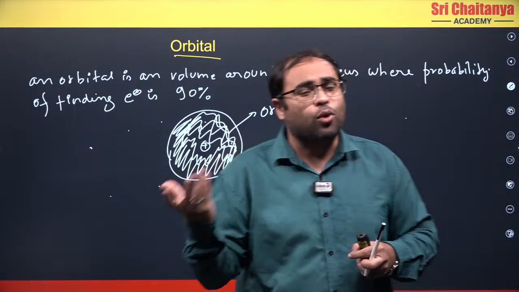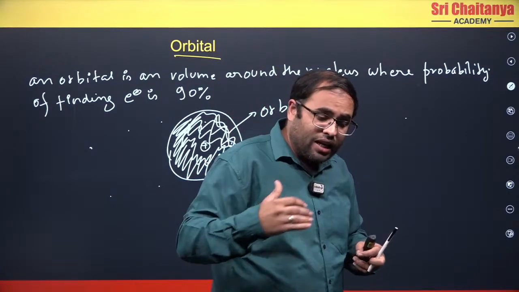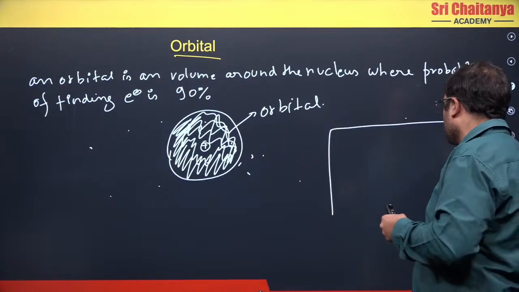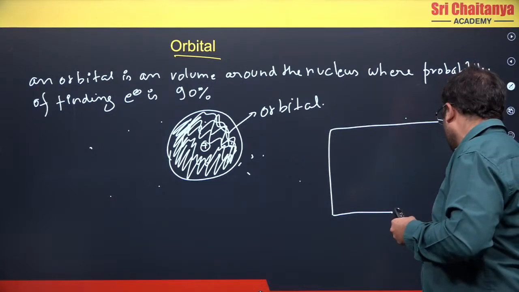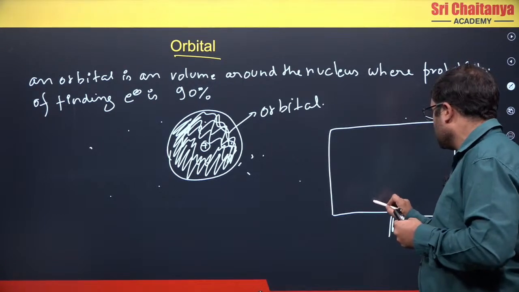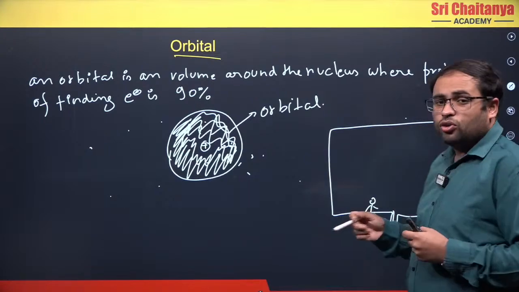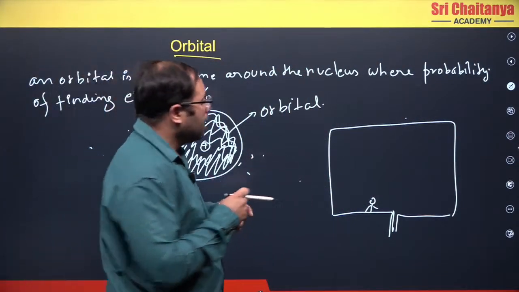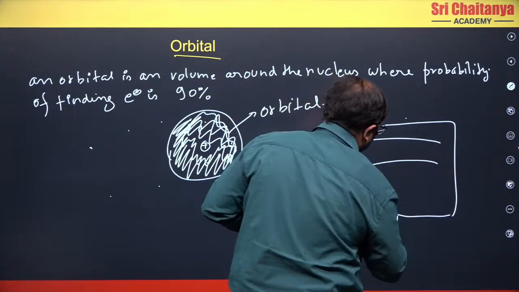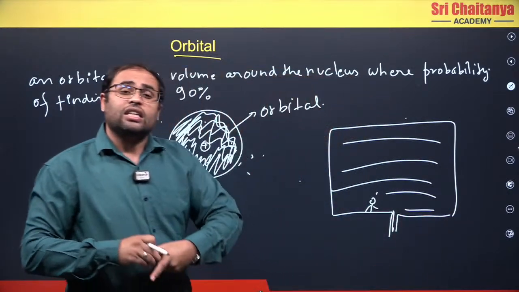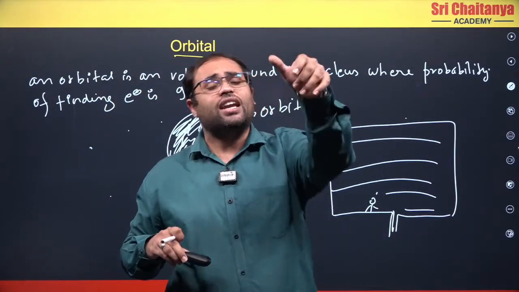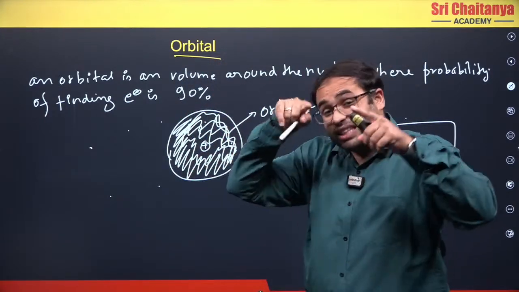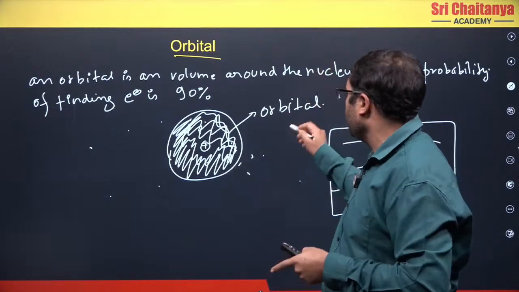Similarly, if a small child is there and there is a park boundary, suppose this is the boundary and you enter from here and there is a small child running. We can clearly say that 99% of the time the child will be inside this area. The child is the electron here, and 90% of the time that child electron will be in this area. That area or that volume is called an orbital.